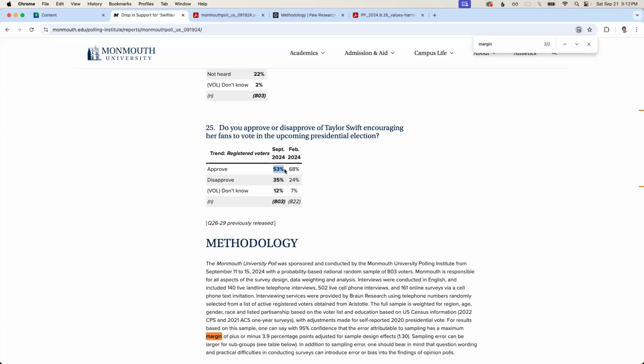So I'm over 95% confident both that there's a difference among US registered voters in terms of approving versus disapproving, right? And I'm also over 95% confident that that's a sizable difference, right? We're 95% confident that there's at least a 10% difference among registered voters in September 2024 between those that approve and those that disapprove.